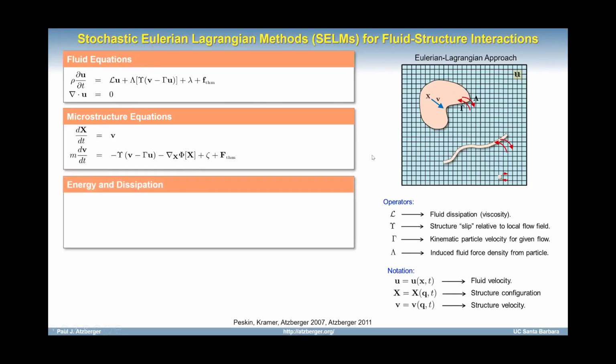Okay, so the question. Yeah, sure. Sorry. Yeah, no problem. Yeah, I see there's a big lambda in the first fluid equation. Why does it not show up in the microstructure equation?